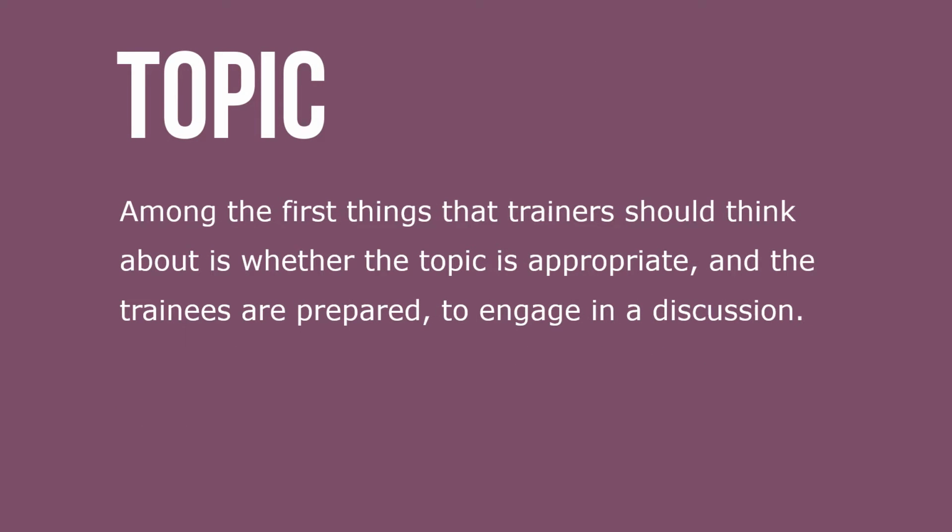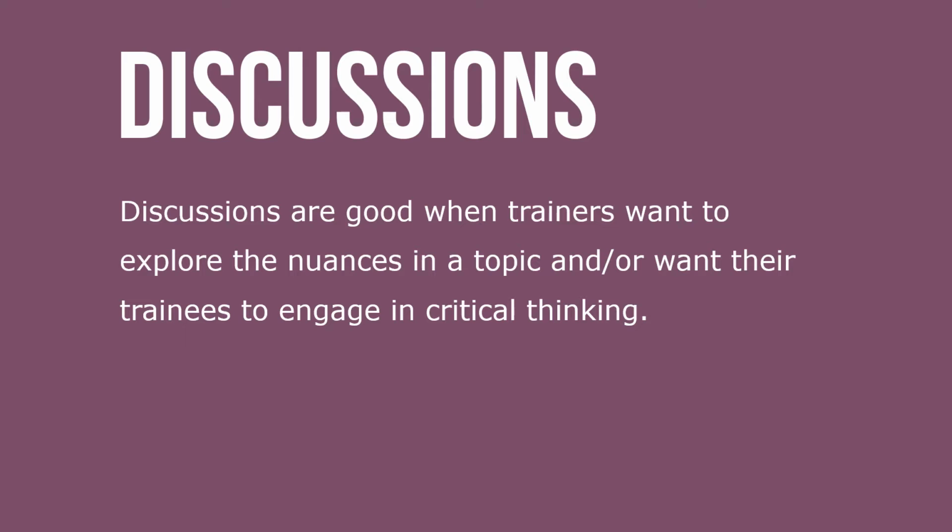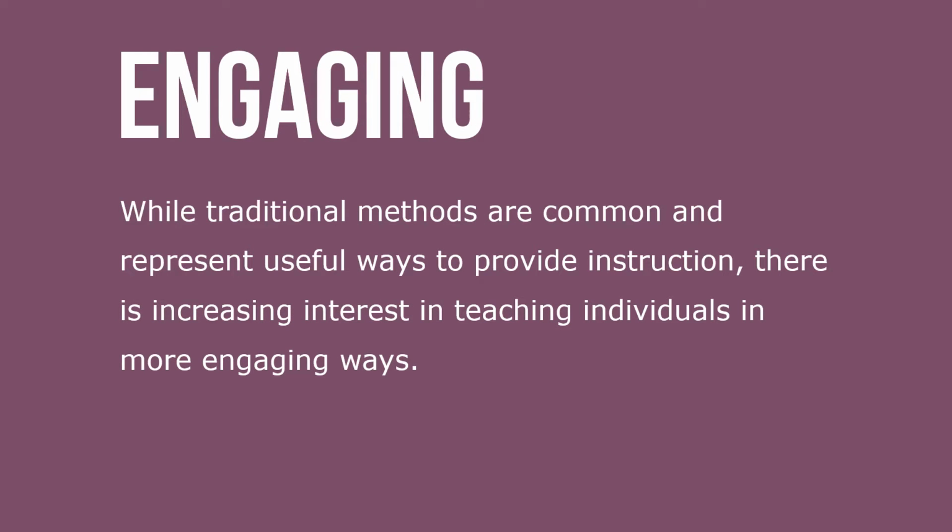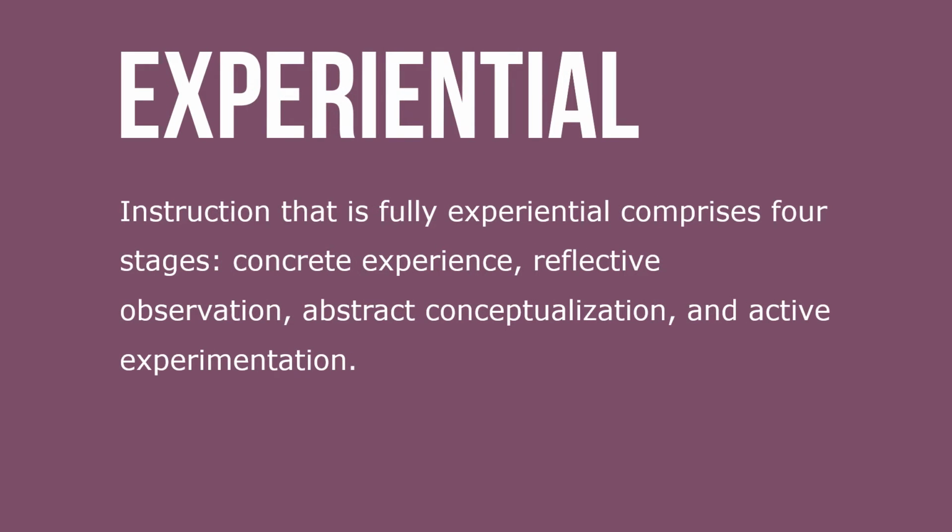Among the first things that trainers should think about is whether the topic is appropriate and the trainees are prepared to engage in a discussion. Discussions are good when trainers want to explore the nuances in a topic or want their trainees to engage in critical thinking. While traditional methods are common and represent useful ways to provide instruction, there's an increasing interest in teaching individuals in more engaging ways. Instruction that is fully experimental comprises four stages: concrete experience, reflective observation, abstract conceptualization, and active experimentation.